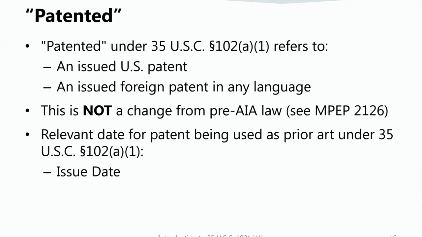The term patented in this context means a patent issued in the United States or in any country in the world. The patent does not even have to be in English. Any language will do. Hopefully, you will remember from the previous slides that Section 102(a)(1) talks about the claimed invention being patented before the effective filing date of the claimed invention. From this, we can conclude that there is some date associated with patents that needs to be compared to the effective filing date of the claimed invention to determine if the patent can be used under Section 102(a)(1). That date is the patent issue date, that is, the date that patent rights were granted.